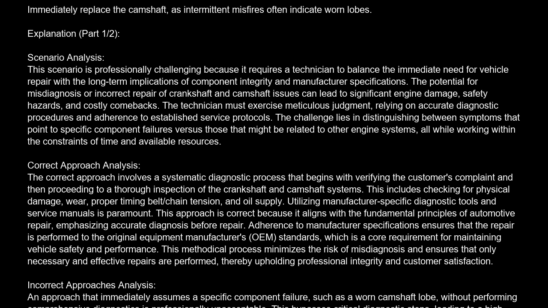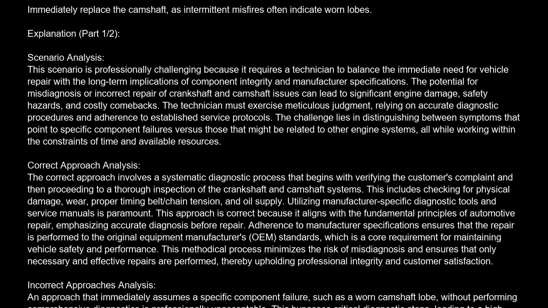Correct approach analysis. The correct approach involves a systematic diagnostic process that begins with verifying the customer's complaint and then proceeding to a thorough inspection of the crankshaft and camshaft systems. This includes checking for physical damage, proper timing belt/chain tension and oil supply. Utilizing manufacturer-specific diagnostic tools and service manuals is paramount. This approach is correct because it aligns with the fundamental principles of automotive repair, emphasizing accurate diagnosis before repair.